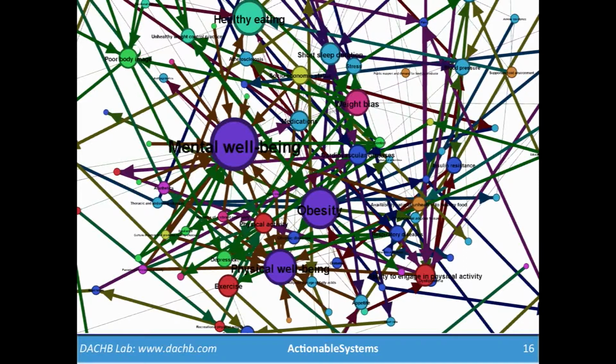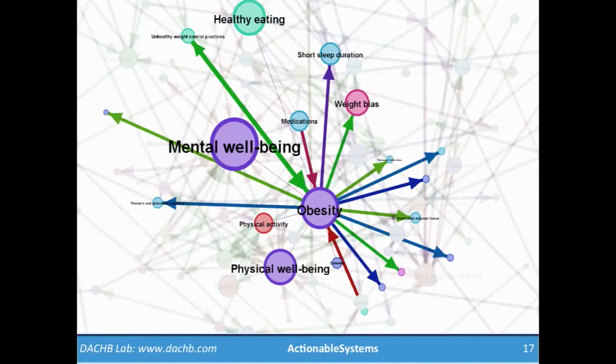Look at the zoomed-in version of a large map. If that's all you can see, sure, it's awful. But what if we can start to interact with it? We could ask, where is obesity in the system? What directly affects it? It looks like mental well-being is an important factor too when it comes to obesity. Let's have a look at mental well-being.